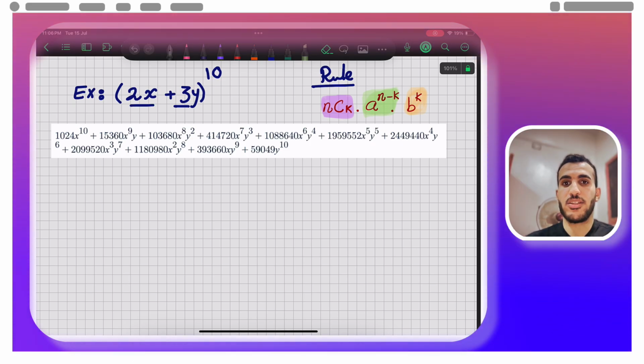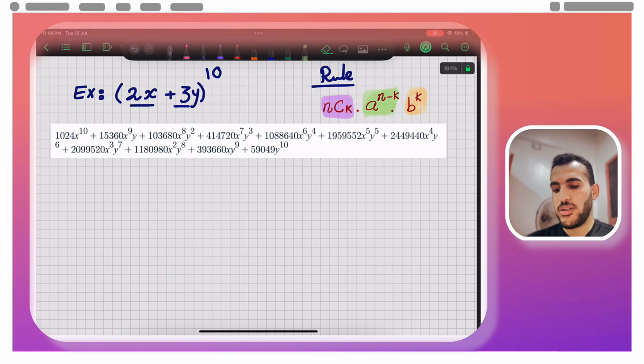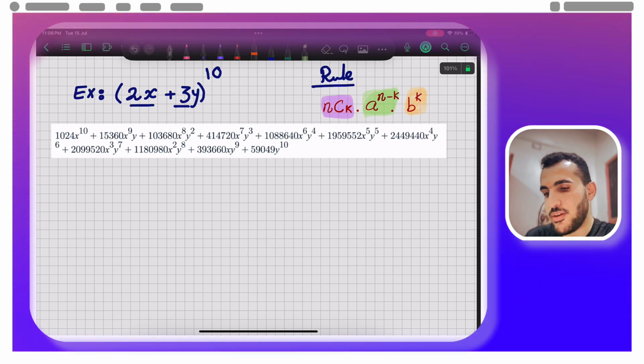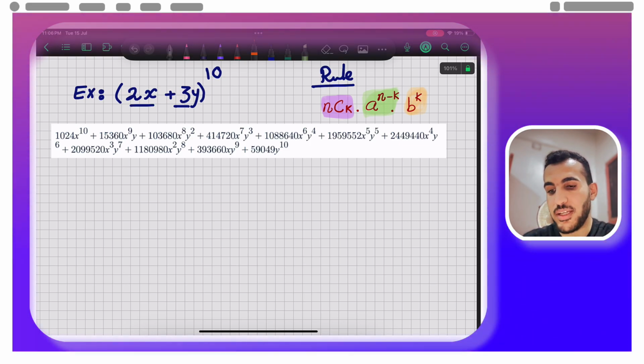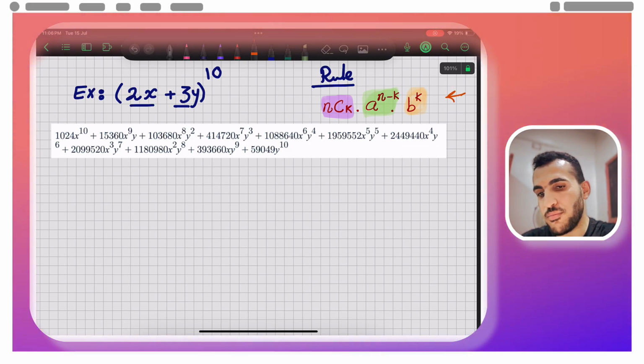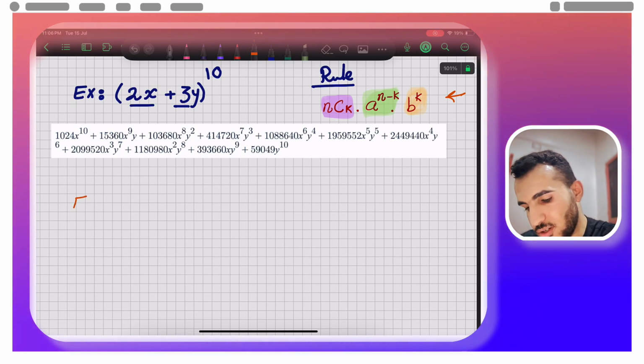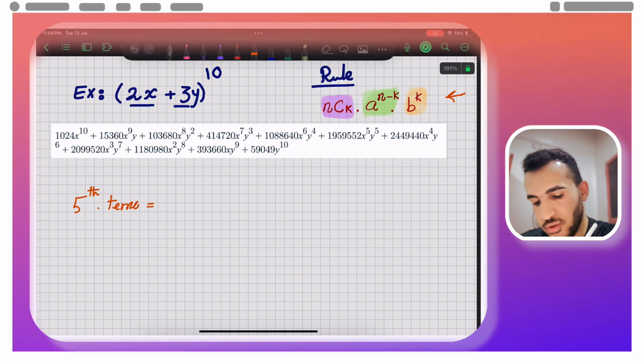So let's explain it in a different way with a challenging question, okay? Look at this example that I have here, and I want you to find the fifth term. The example is (2x + 3y) raised to power 10, and I write the rule here to help you find the result. So let's write the fifth term and try to find it.